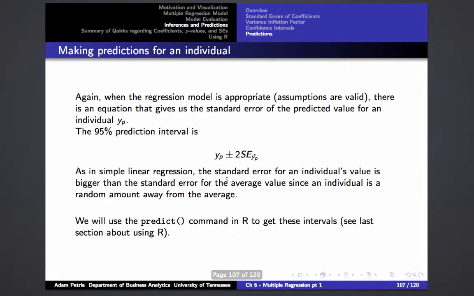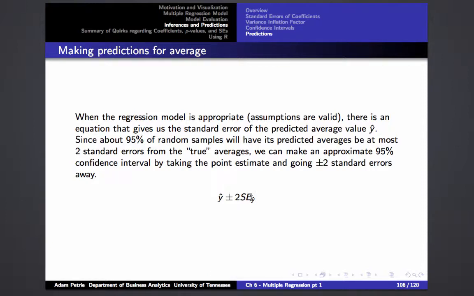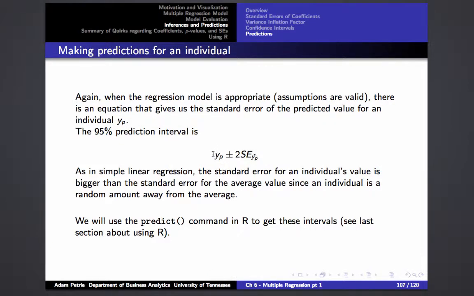So later on in the activity, I'll talk about how to get 95% prediction and 95% confidence intervals. The key for you is to remember which one you actually want. If you're predicting the average value of y, you want the confidence interval. If you're predicting an individual's value of y, you'll want the prediction interval.